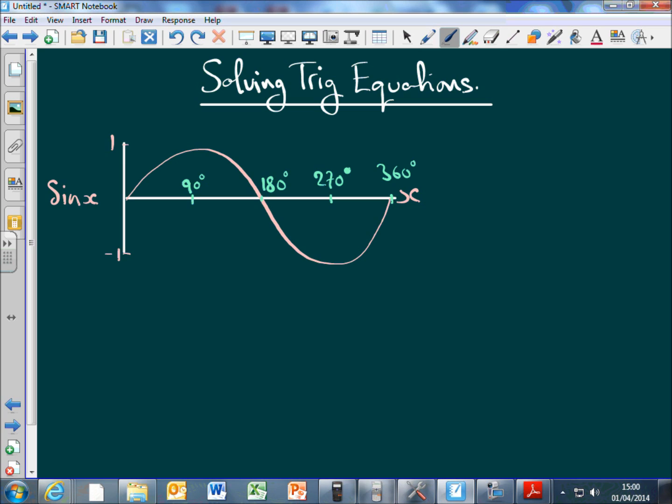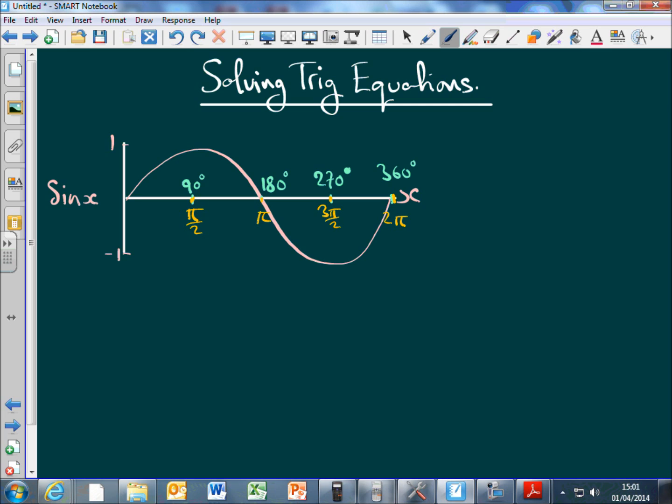Now, because we've done radians as well, can we put the radians on? 180 degrees is the same as how many radians? Pi. Brilliant. So this 360 would be what? 2 pi. And this point here, pi over 2, half pi. And this one? This is 3 pi over 2, 1.5 pi. Okay. Any questions?